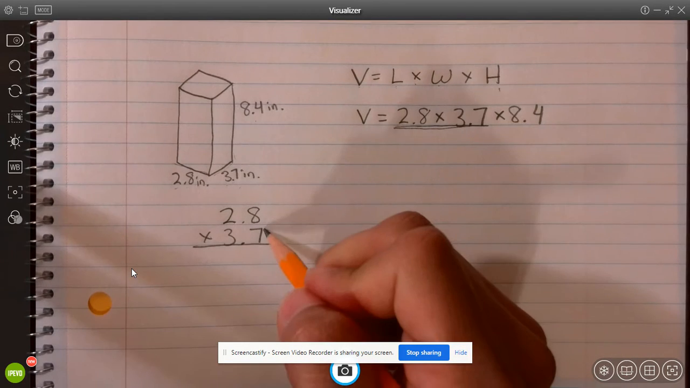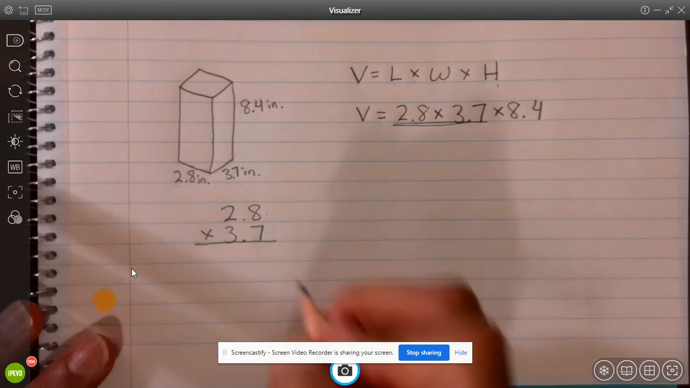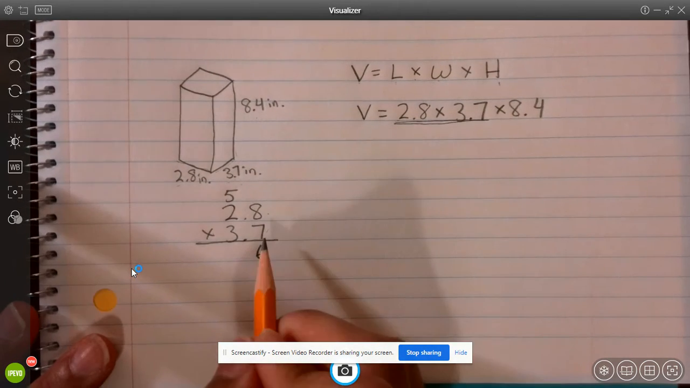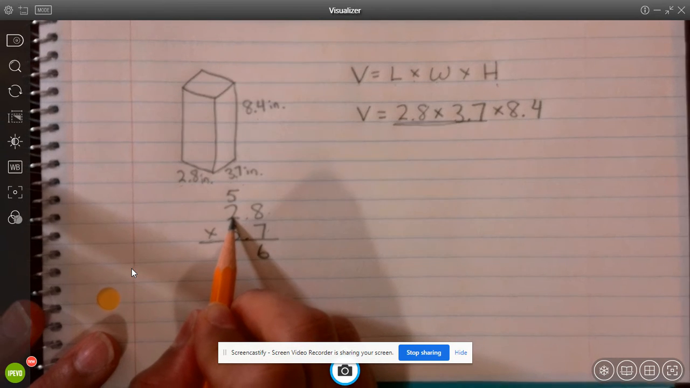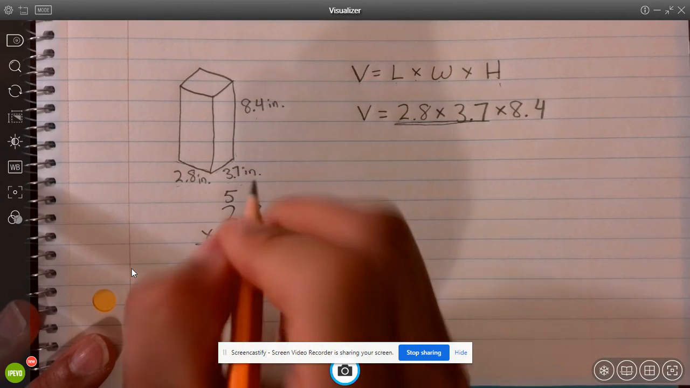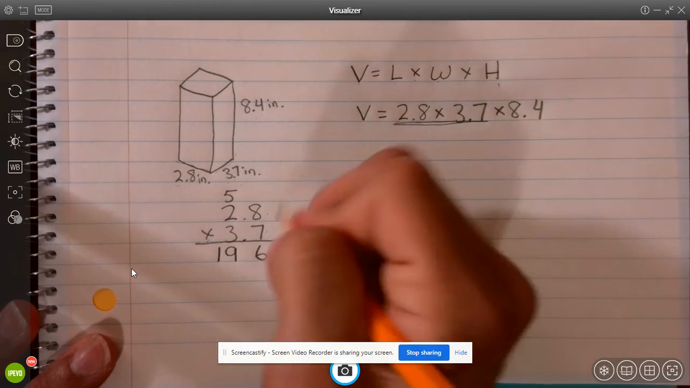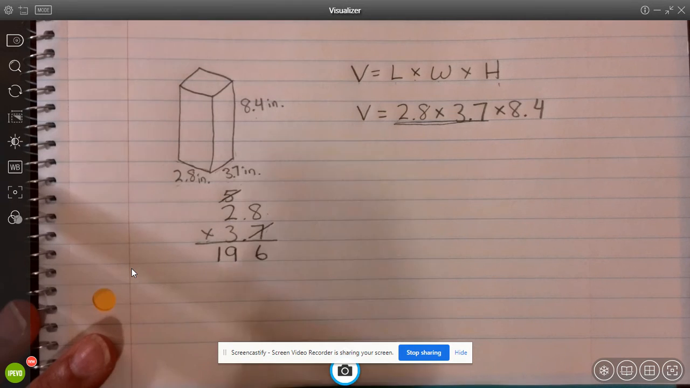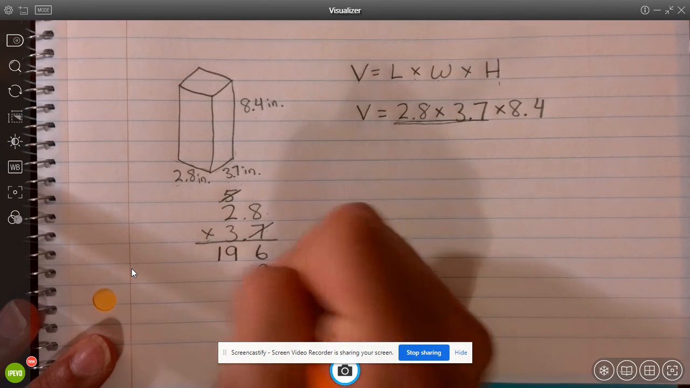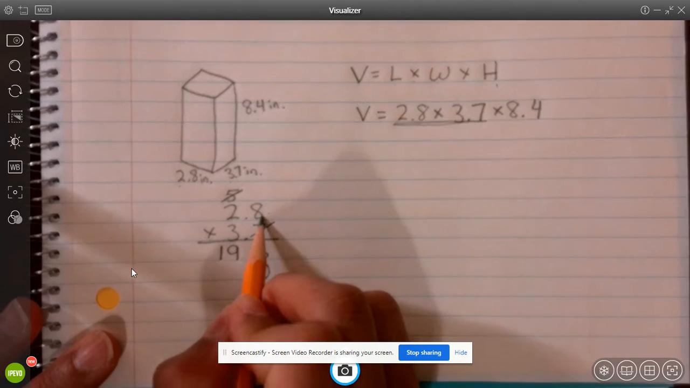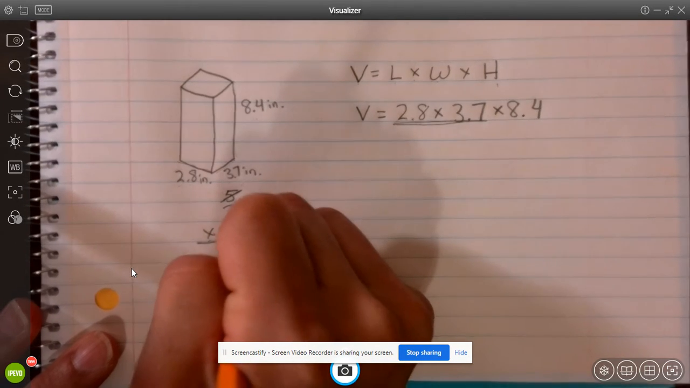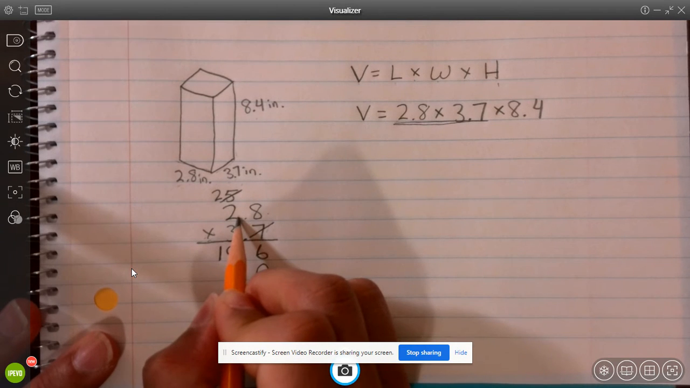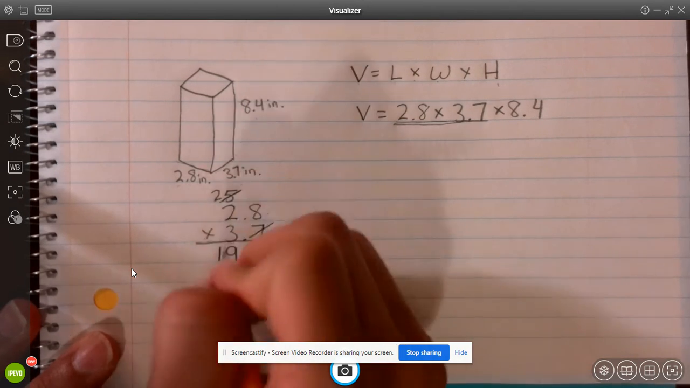Okay, 7 times 8 is 56. So you put your 6 down, carry your 5. 7 times 2 is 14, plus 5 is 19. So I'm done with the 7, I can cross it out. I'm done with the 5, I can cross it out. Okay, make sure you put your placeholder. Okay, now 3 times 8 is 24. Put your 4, carry your 2. 3 times 2 is 6, plus 2 is 8.